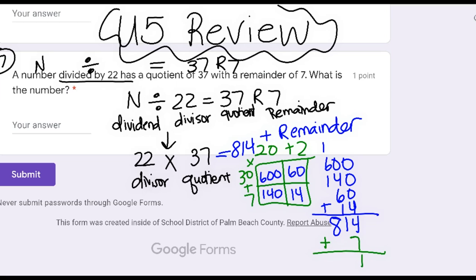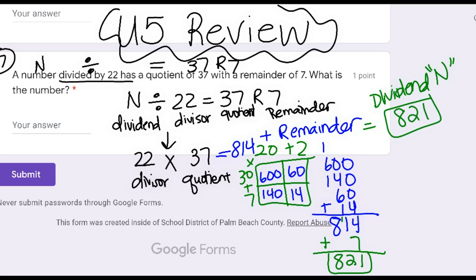And what do we get total? We get 821. So our total dividend, or letter n, as we were calling it, is going to be our 821. And that is the number that we're needing. So right here would be 821.